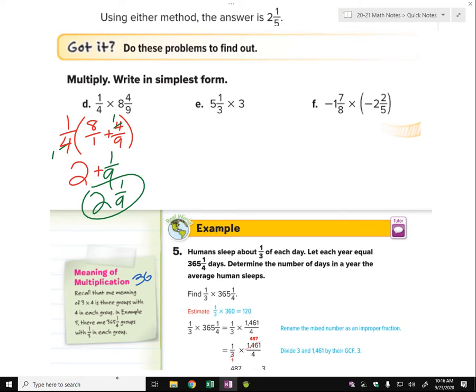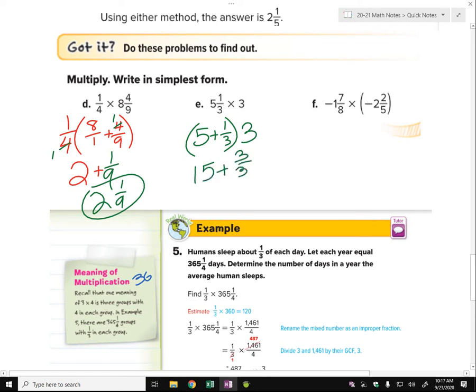I'm going to use distribution with this one as well. 5 1/3 multiplied by 3. What's 3 times 5? 15. What's 3 over 3 simplified? Just 1. If you have the same number in the numerator and denominator, it's just going to be 1, no matter how big the numerator and denominator are. If they're the same, you're all set.